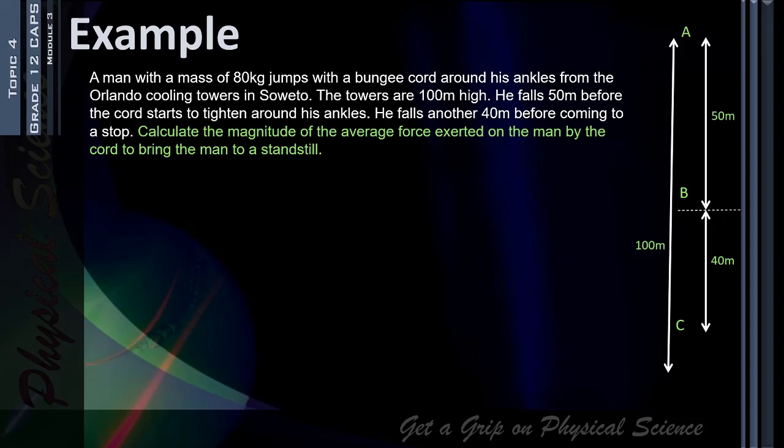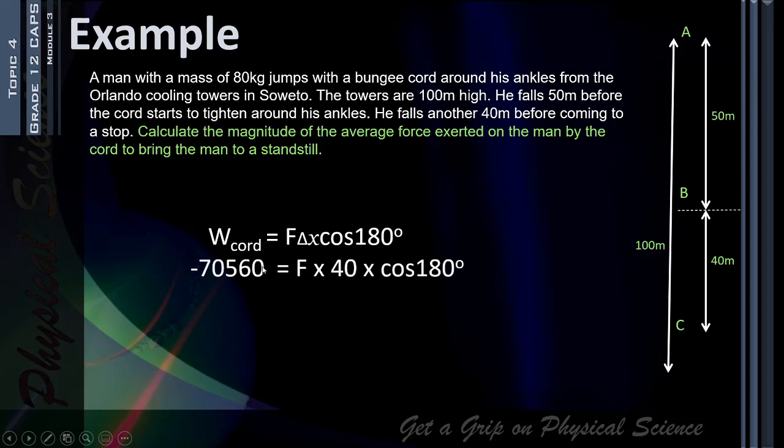So we end off with this question: calculate the magnitude of the average force exerted on the man by the cord to bring the man to a standstill. We know the work that was done by the cord, and we know it was done over a displacement of 40 meters from B to C. So the work done by the cord will be equal to the force multiplied by the displacement multiplied by the cos of 180 degrees, because the cord was pulling up while the man was displaced downward.